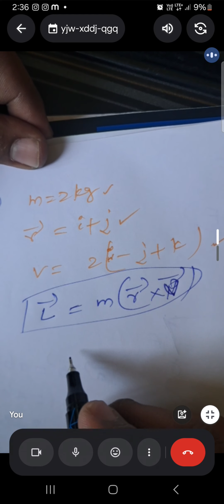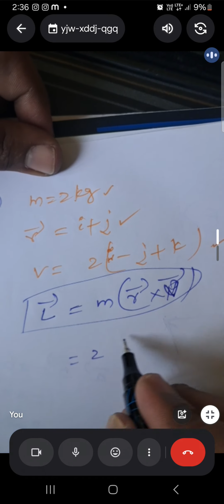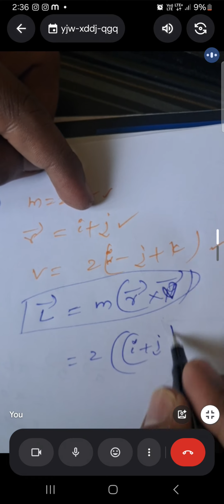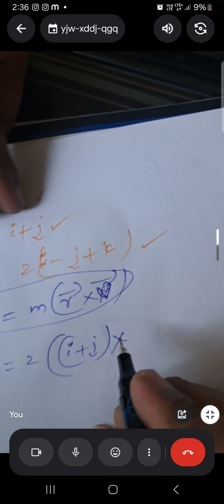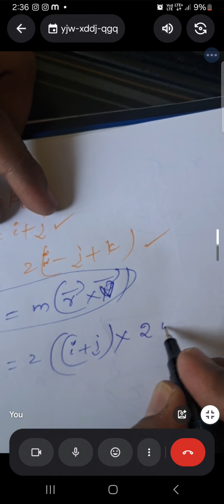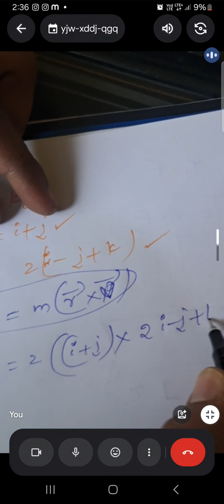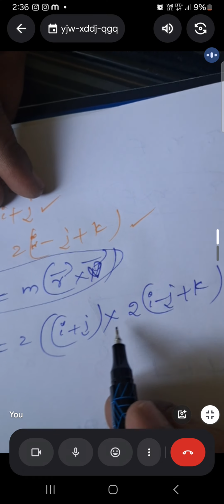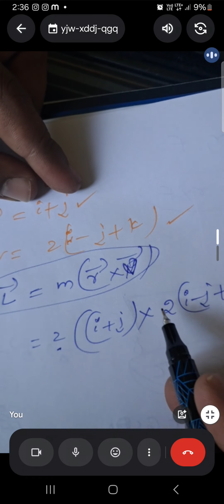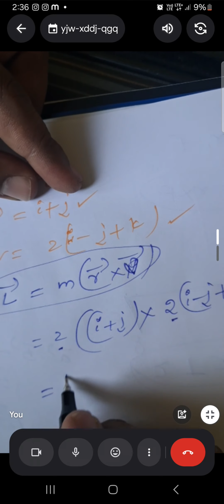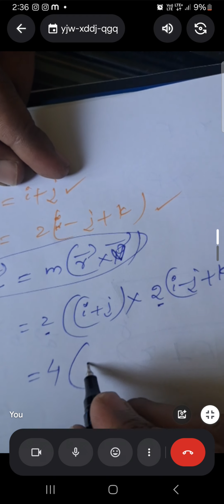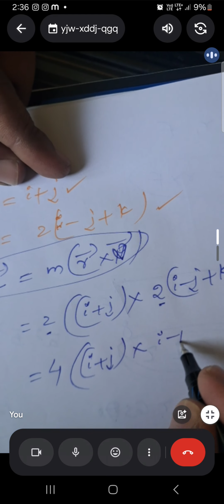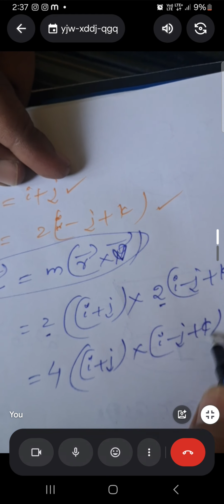So L equals m, which is 2 kg, times r, which is i plus j, cross 2i minus j plus k. Let's take the 2 outside, so here 2 times 2 is 4. You can write 4 times (i plus j) cross (i minus j plus k). You have to complete this cross product.